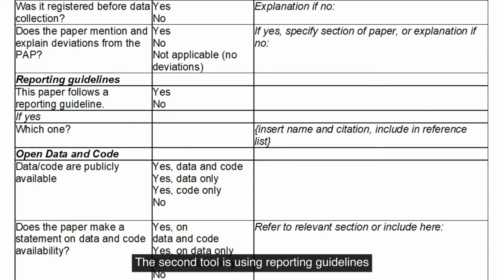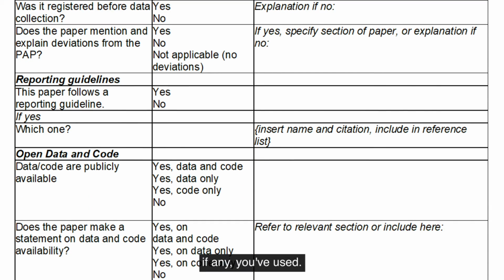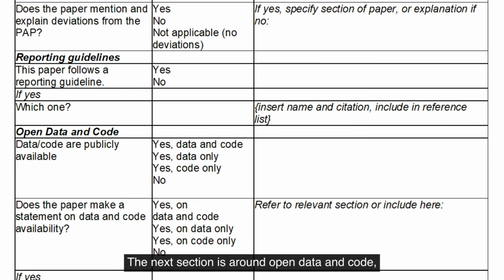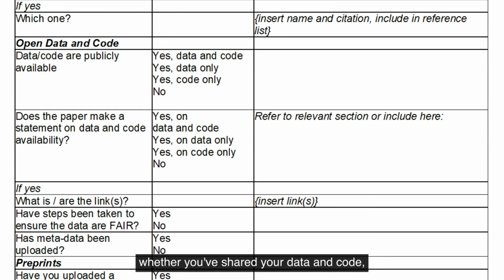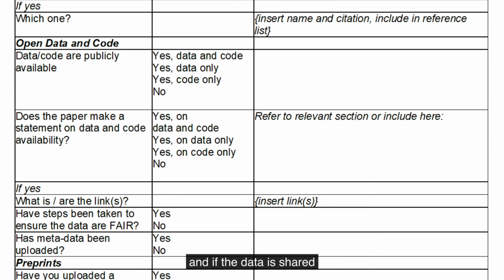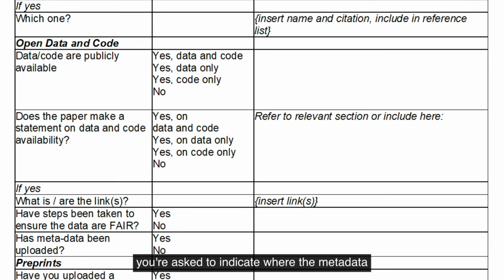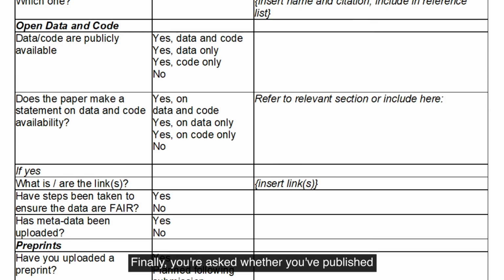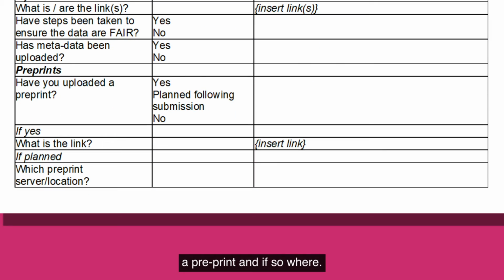The second tool is using reporting guidelines, and you're asked to indicate which one, if any, you've used. The next section is around open data and code, whether you've shared your data and code, and, if the data is shared, you're asked to indicate whether metadata has been uploaded, and whether the data follow the FAIR principles. Finally, you're asked whether you've published a preprint and, if so, where.